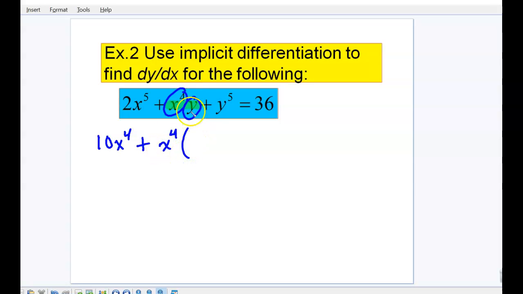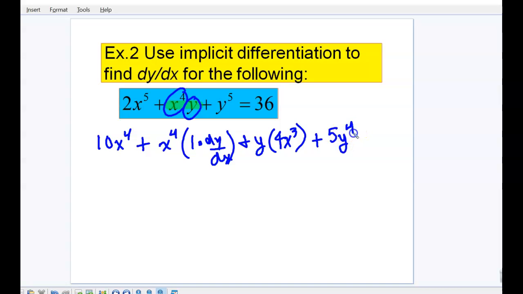The derivative of y is, in terms of y, would be 1, but then I'd have to times it by dy dx, plus the second function, which is y, times the derivative of the first, which is 4x cubed, plus the derivative of y to the 5th would be 5y to the 4th times dy dx, and this all equals the derivative of 36, which is 0.